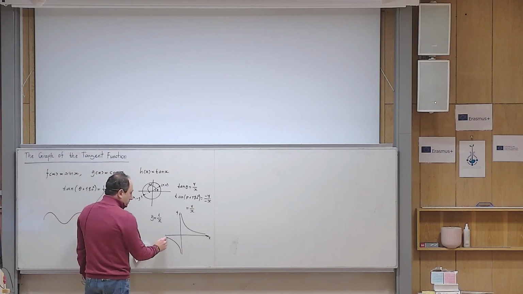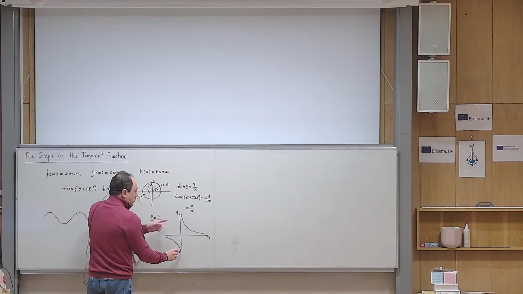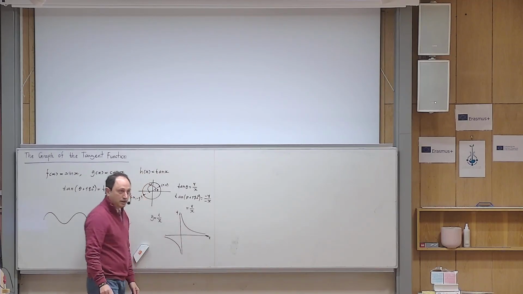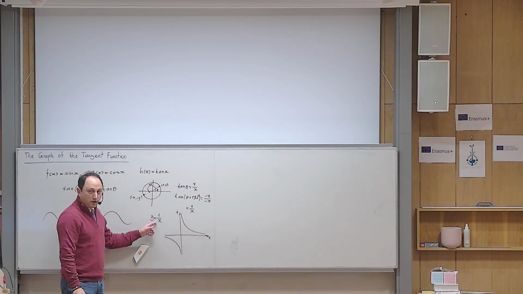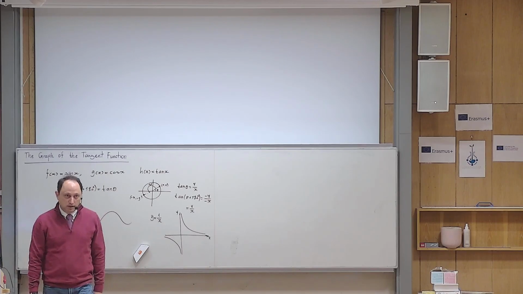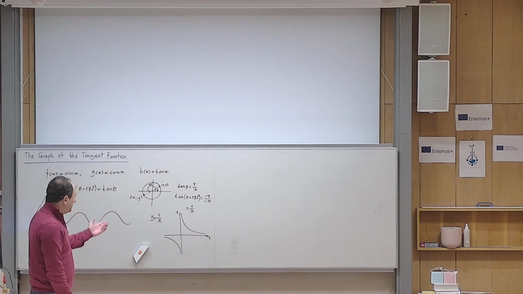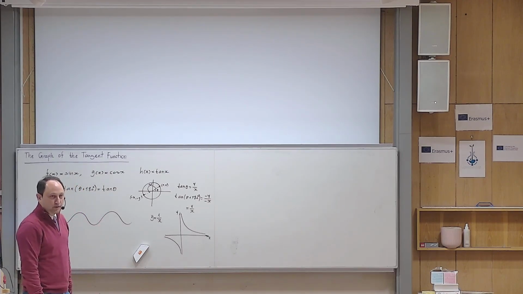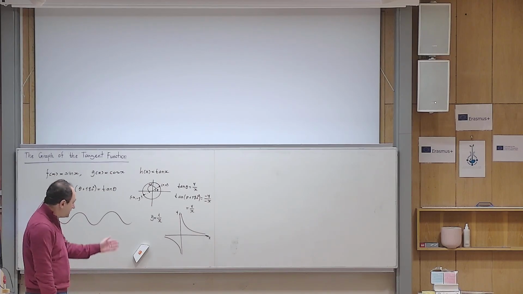I can draw this piece with one pen stroke, but if I want to go here, I have to lift up my pen and put it somewhere else and draw it again. So this means that this function is not continuous. And why do you think this odd behavior happens? And you can see where it is happening.